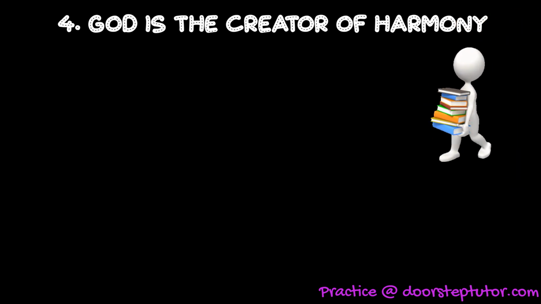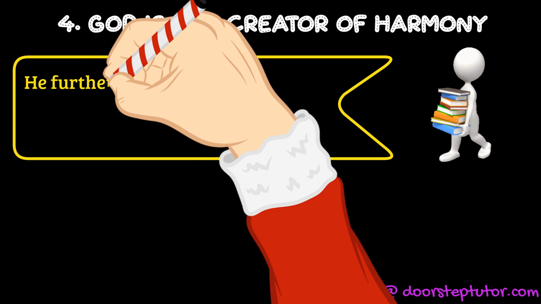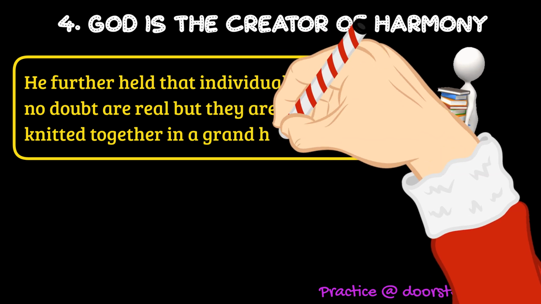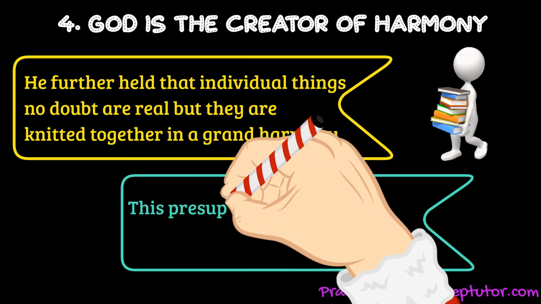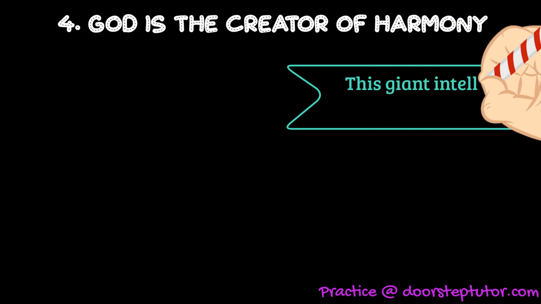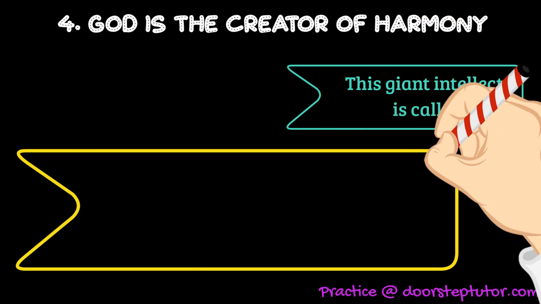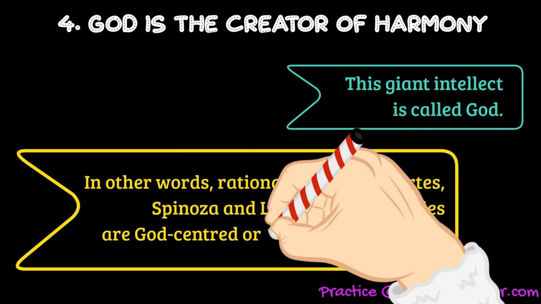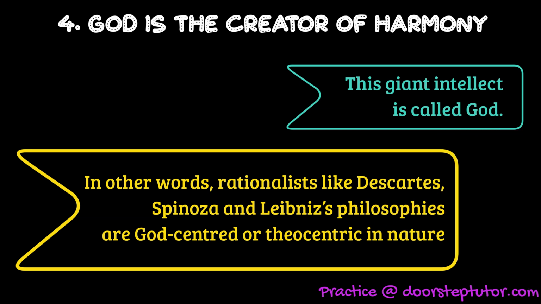According to Leibniz, with the law of harmony, the inner circle of his thought is closed, but it seems certain that he believed in the existence of God. He further held that individual things no doubt are real, but they are knitted together in a grand harmony. This presupposes that some giant intellect has brought the harmony. And who is this giant intellect? This giant intellect is called God according to him. Hence Leibniz, like Descartes and Spinoza, chooses to make his system theocentric in nature. In other words, their philosophies are God-centered.